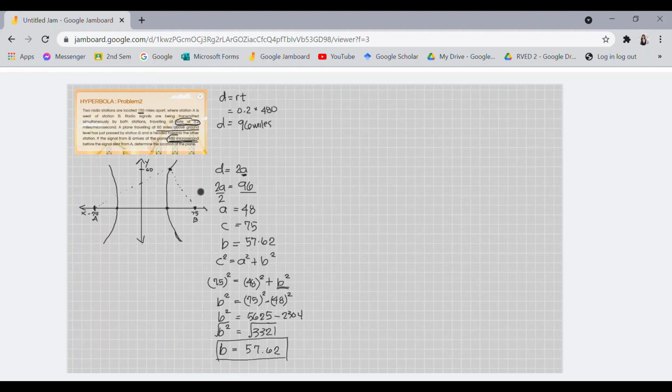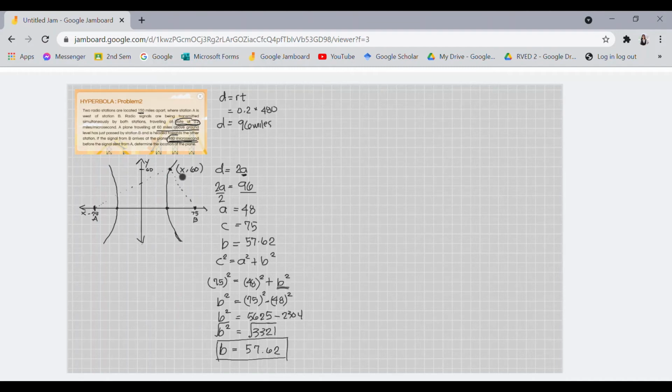Now, why do we solve for this? Because what is asked of us now is to determine the location of the plane. Remember, the plane is here, that is 60 miles above the ground. So we know its y coordinate, that is 60. However, for the x coordinate, we are uncertain, because it was not said that it is level with the vertices, nor level with the foci. Nothing was said. So we write x for the meantime. The x coordinate for the plane is still unknown.